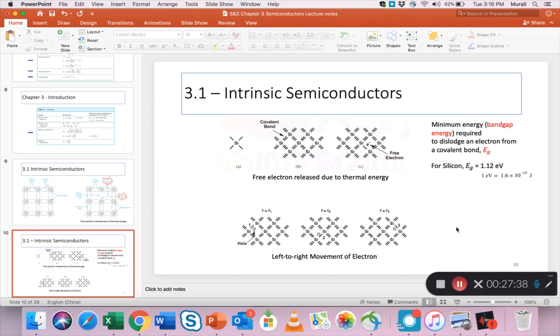Now let's look at the bottom portion a little bit. What you see here is what's called left to right movement of the electron. So let's say an electron became loose here, and in place of the electron we have what's called a hole, right? What's left behind is a hole.